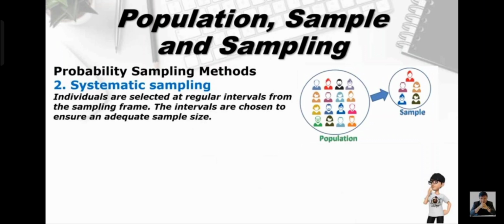Next is the systematic sampling. Individuals are selected at regular intervals from the sample frame. The intervals are chosen to ensure an adequate sample size.